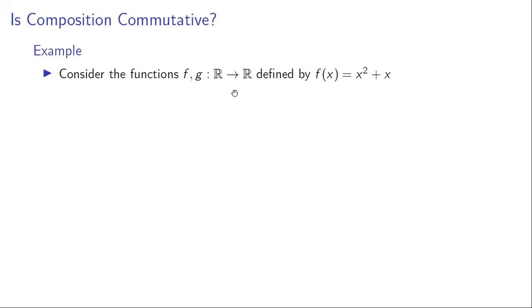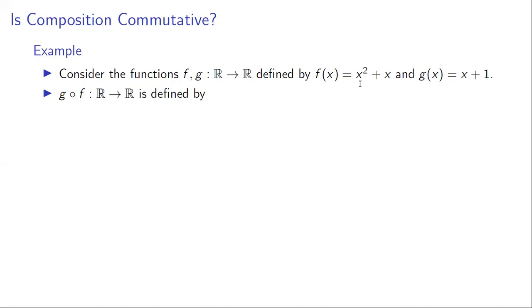So consider these functions defined by the rules as follows. f of x is x squared plus x, and g of x is x plus 1. All right, so those are our functions. Let's try to find what is g of f, g circle f.